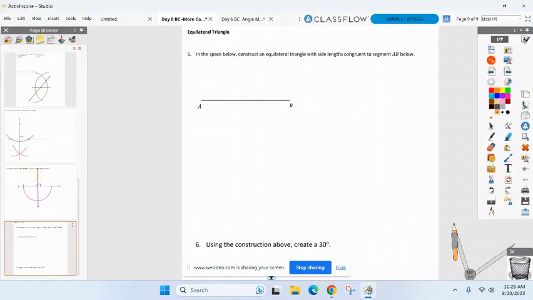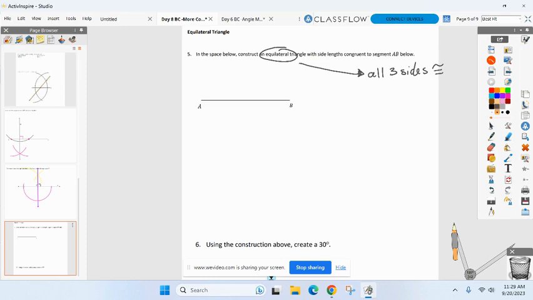Okay. It says construct an equilateral triangle. Equilateral. Well, I know triangle. How many sides? I need a 3-sided figure. Equilateral means all 3 sides have to be the same length. So all 3 sides congruent, and they all have the length of AB.